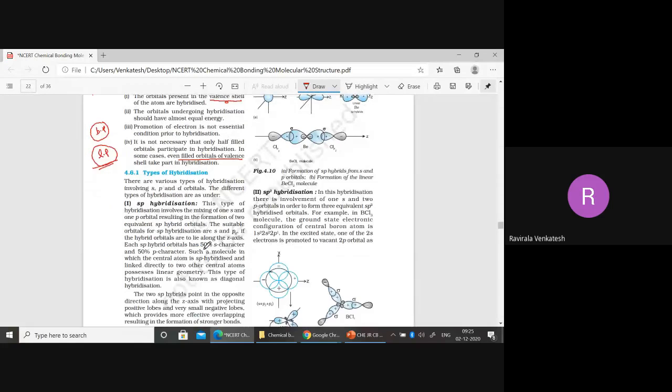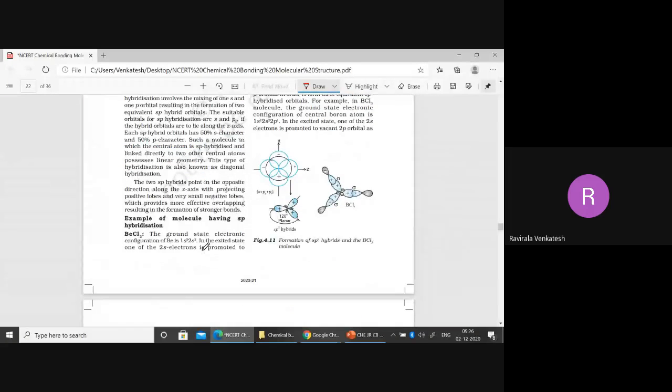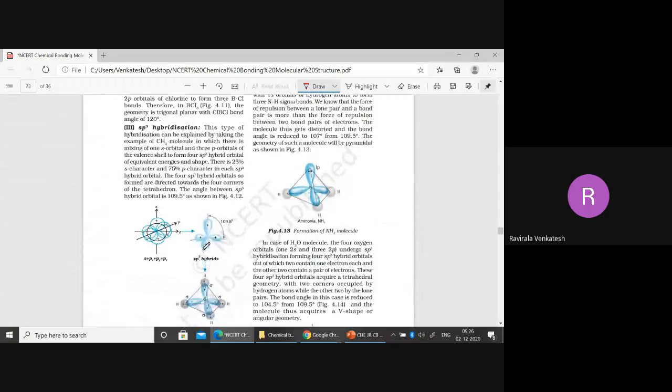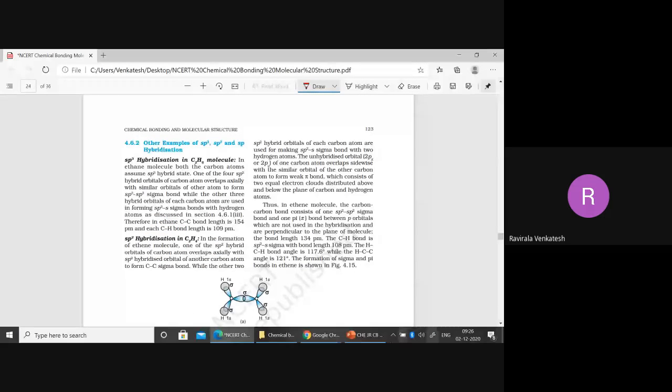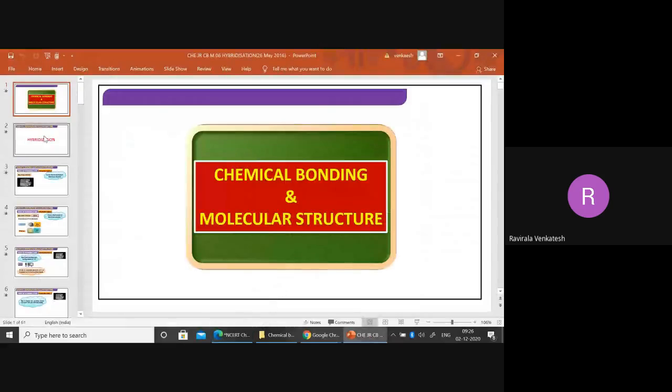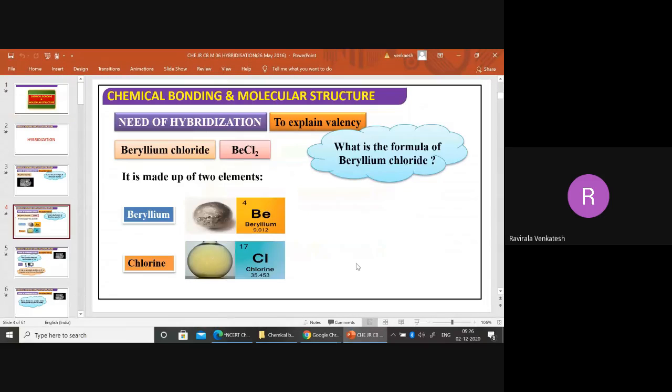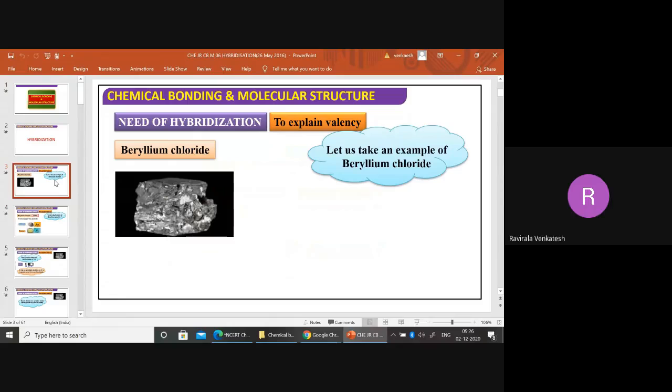Now let me see sp, sp2 and sp3 hybridization. I will explain sp, sp2, sp3, dsp3, everything in the PPT. We'll take it in the PPT like this. Is it visible for you, beta? Yes, sir.